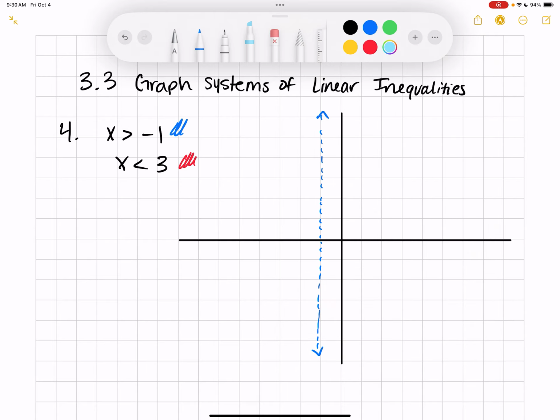So x is greater than -1, so do I shade to the right or the left? You're going to shade to the right. To the right. Oh, I messed up.